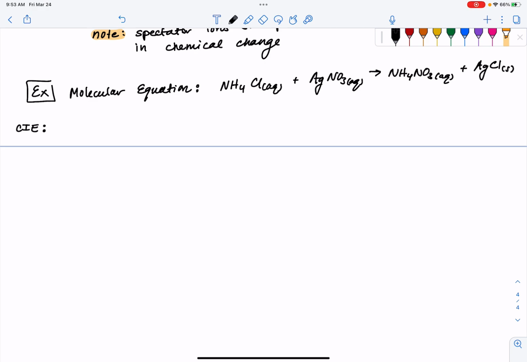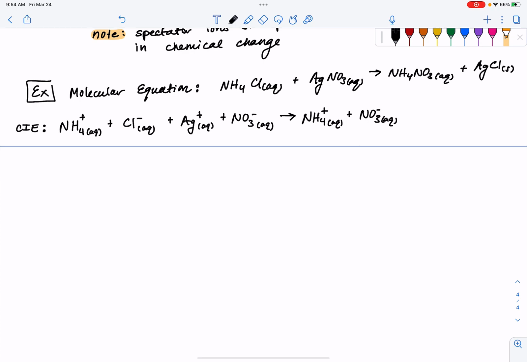So our complete ionic equation from that, showing everything that's aqueous in their dissociated ionic forms, this would show the ammonium cation in solution in a 1-to-1 ratio with the chloride anion, mixing with the silver cation present in a 1-to-1 ratio with the nitrate anion to form, we have this aqueous product here, so we need to dissociate it, ammonium cation and nitrate anion in solution, and then finally the silver chloride solid.